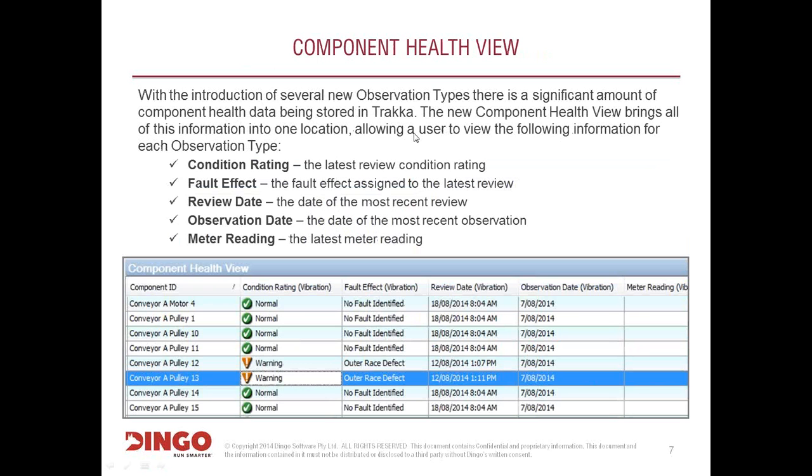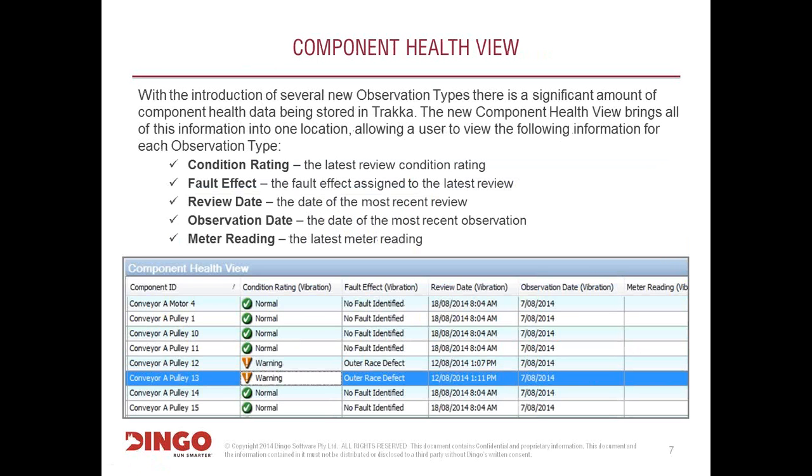We also have a new screen called the Component Health View, with the introduction of new observation types in Trakka. There's now a lot of component health data being stored, and this new view brings all the information into one place. So basically it allows you to review the latest condition information for each observation type. So things like the condition rating, fault effects, and the relevant dates from that, so the observation date and the review date that they were reviewed, and the meter reading, and that's repeated for all the different observation types.